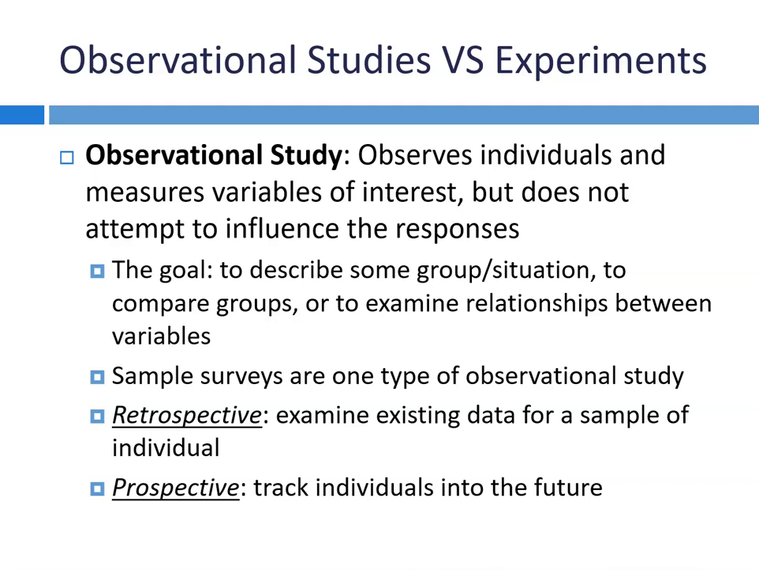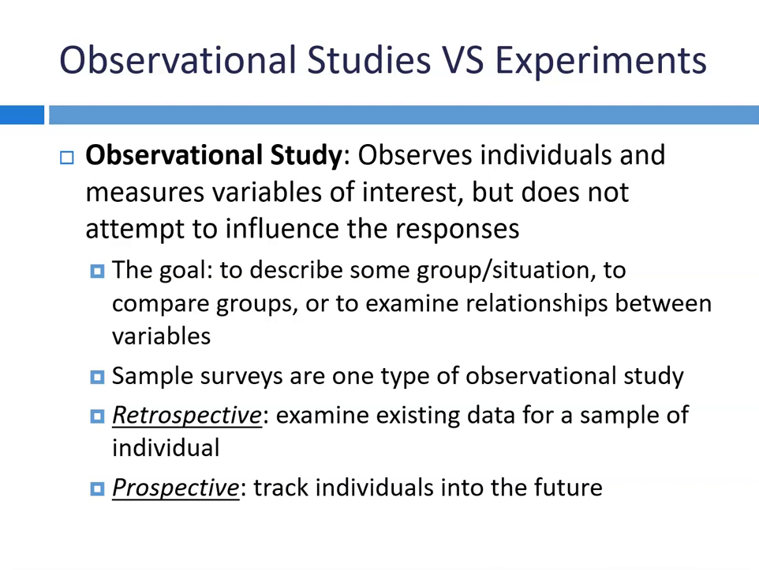What's the difference between an observational study and an experiment? Great question. I'd love to tell you. An observational study observes individuals and it measures variables of interest, but it does not attempt to influence the responses. The goal here is to describe some group or situation, or to compare groups, or to examine relationships between the variables. Now, sample surveys, which we discussed in the previous section, are one type of observational study.